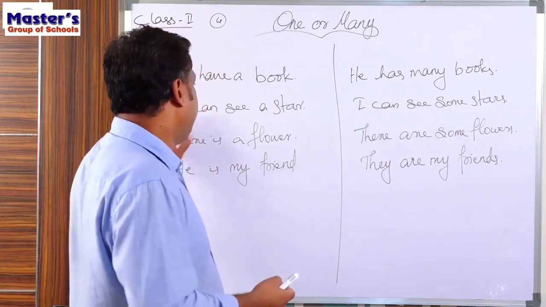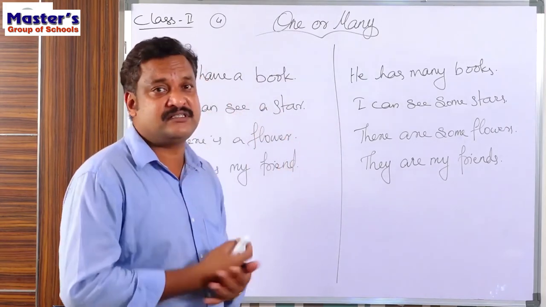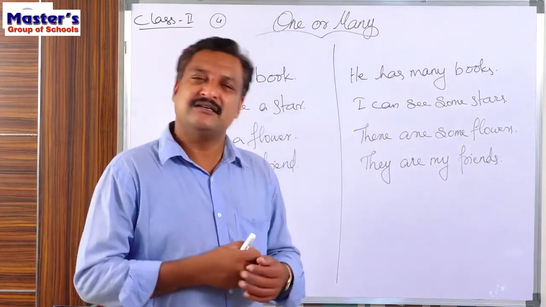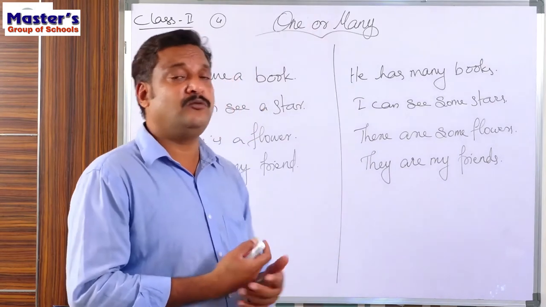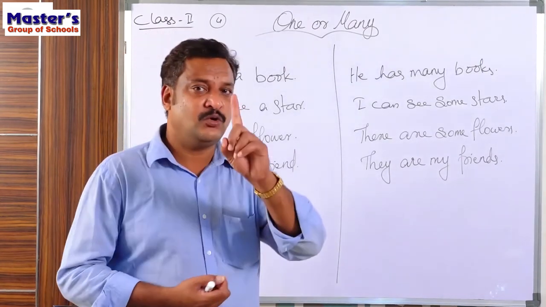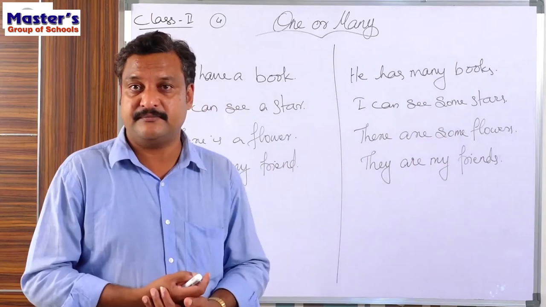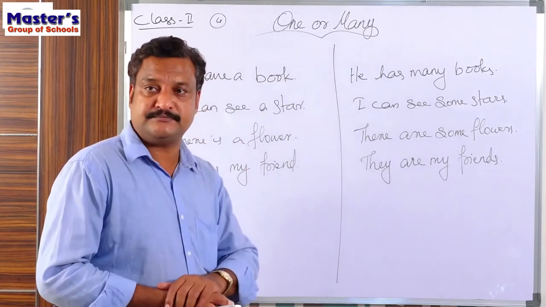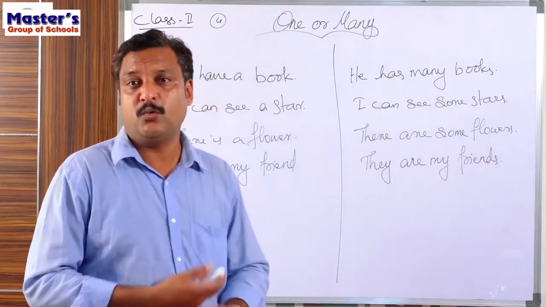Isn't it? Now, I can see a star. A star means only one star there. I cannot see more than one star there. But what does this say? I can see some stars. Some stars means, yes, more than one star is there. Okay? I can see more than one star over there. Third, there is a flower. A flower means only one flower. There are some flowers means more than one flower is there. Isn't it? Yes. So, he is my friend. Friend means only one friend. But they are my friends. Means what? Friends means more than one friend.